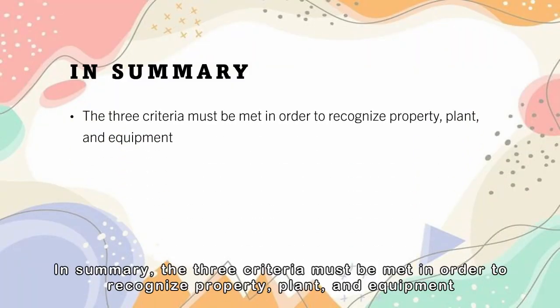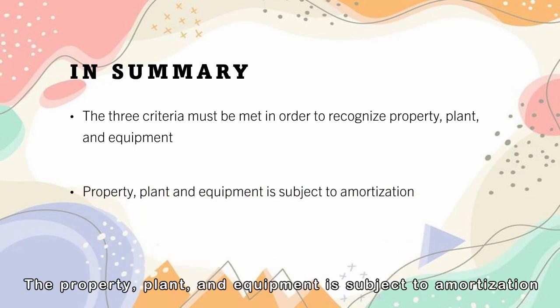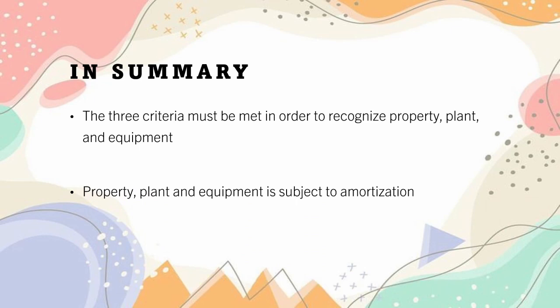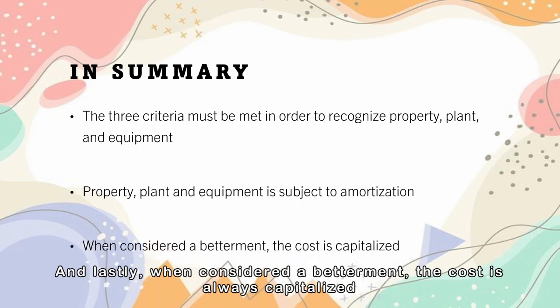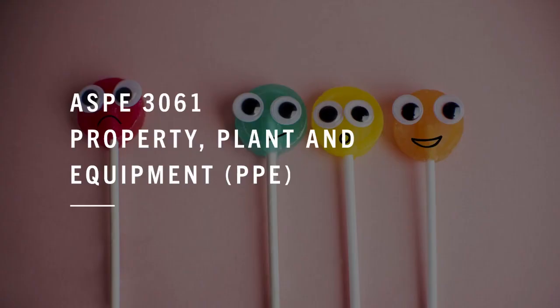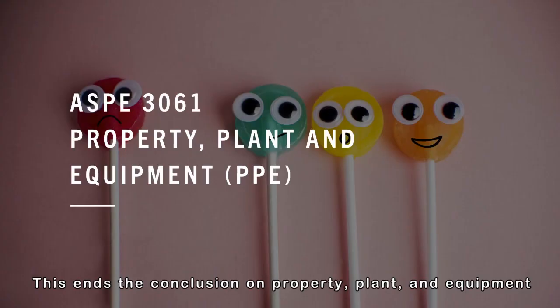In summary, the three criteria must be met in order to recognize property, plant, and equipment. The property, plant, and equipment is subject to amortization. And lastly, when considered a betterment, the cost is always capitalized. This ends the conclusion on property, plant, and equipment.